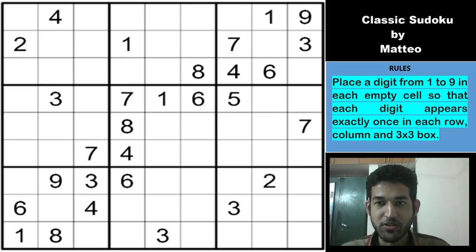So this Sudoku was given to us by Matteo. We are extremely thankful to him and we are happy to feature a video on his classic Sudoku.